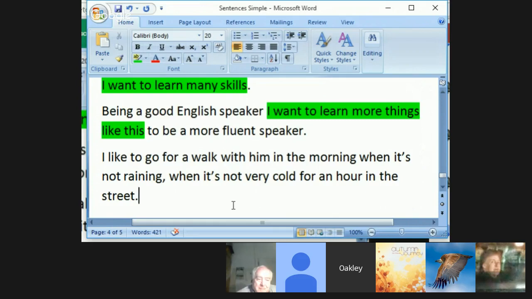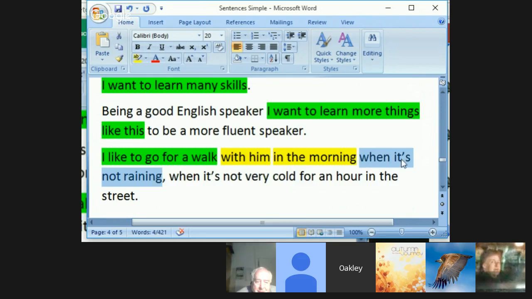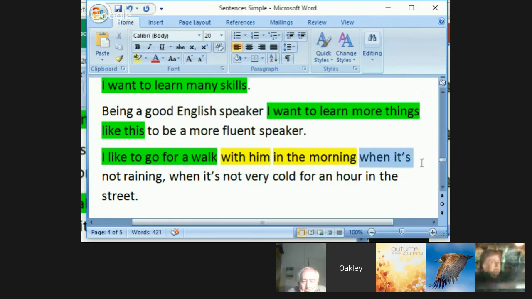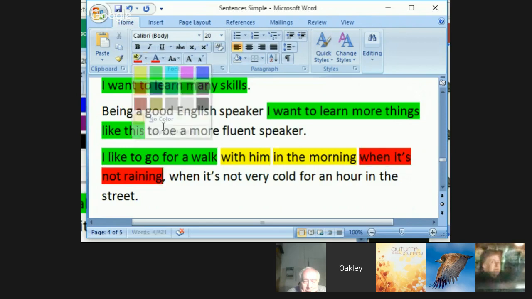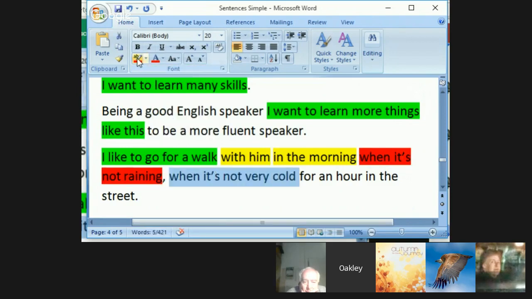What is your independent clause? I like to go for a walk. Yes, it is. With him, prepositional phrase. In the morning, prepositional phrase. Now, what do you got here? When it's not raining. We've introduced a new subject noun. And to introduce that new subject noun, you have correctly used a subordinator. So now we have a subordinate clause. We have a dependent clause. Subordinate equals dependent, same thing. So this, when it's not raining, is actually a dependent clause. And this, when it's not very cold, is another dependent clause. So what you have is an independent with two dependents and more prepositional phrases here.